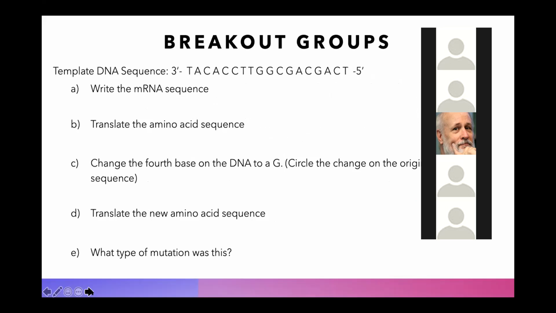And so I'll give them something like this. You have to write this on the board. So here's a template DNA sequence. Write on your whiteboard. So I put these on slides that I share out to all the groups. And so it's on their whiteboard in their breakout group. Write the mRNA sequence, write the translated amino acid sequence. So then when I'm going around, I can actually see their progress on the board.